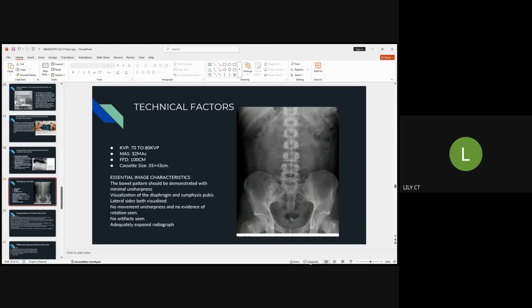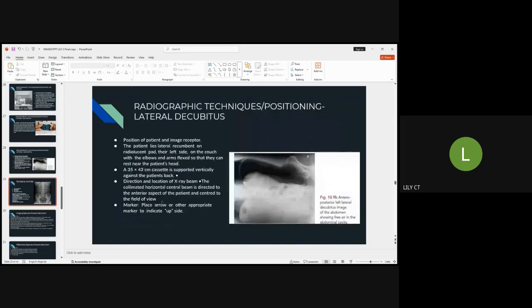So technical factors. Of course, selecting factors should be due to your machine's output, but essentially 70 to 80 kVp, 32 mAs, and a 35 by 43 centimeter cassette should be used.